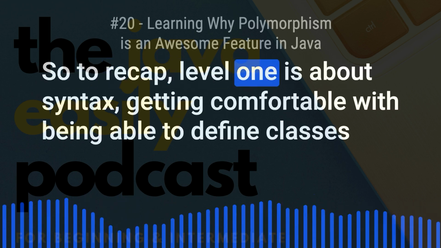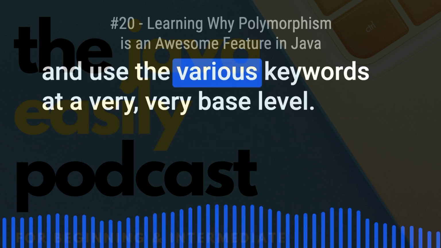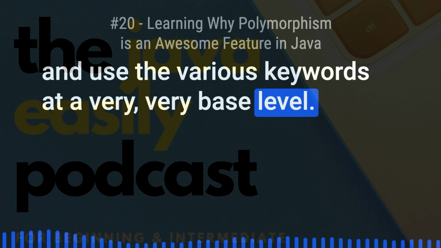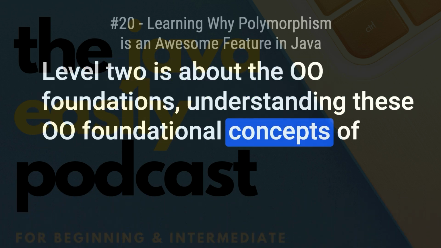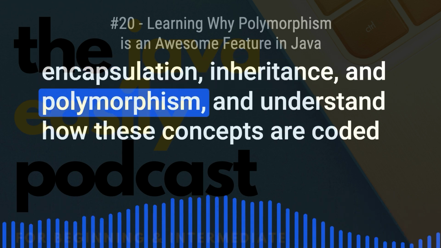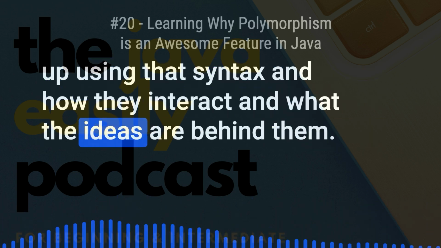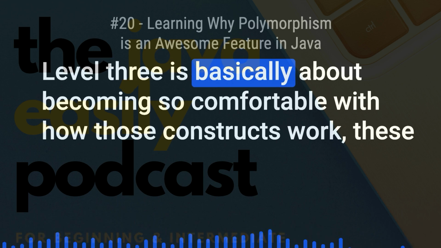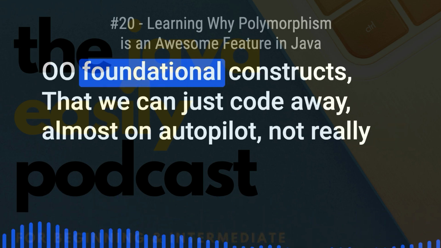So to recap, level 1 is about syntax, getting comfortable with being able to define classes and use the various keywords at a very, very base level. Level 2 is about the OO foundations, understanding these OO foundational concepts of encapsulation, inheritance, and polymorphism, how these concepts are coded up using that syntax, how they interact, and what the ideas are behind them.